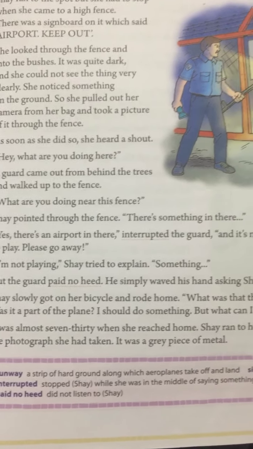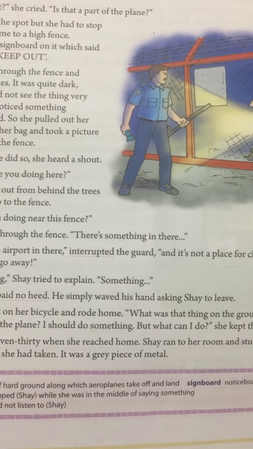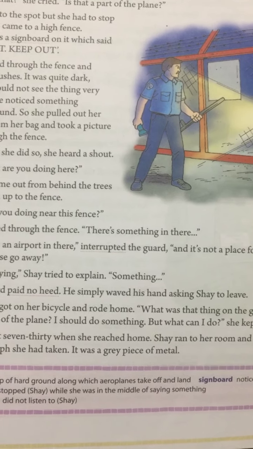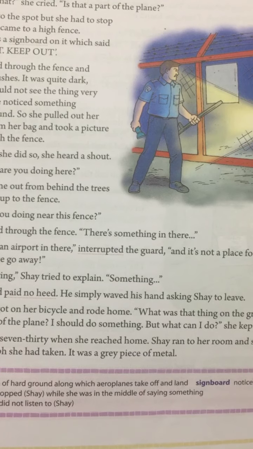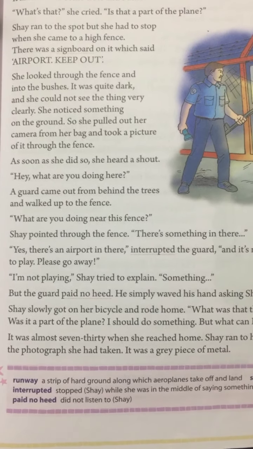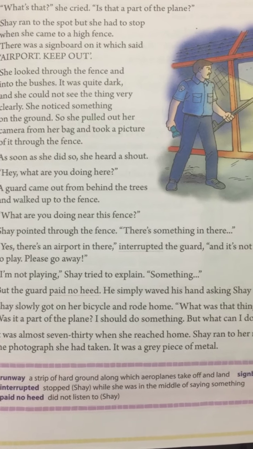He simply waved his hand, asking Shai to leave. What did he do? He waved his hand. Why? He wanted Shai to leave. Shai slowly got on her bicycle and rode home.